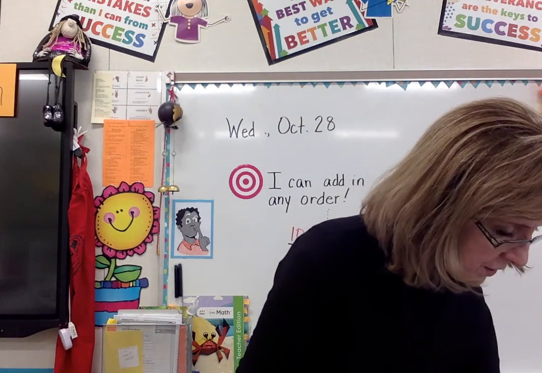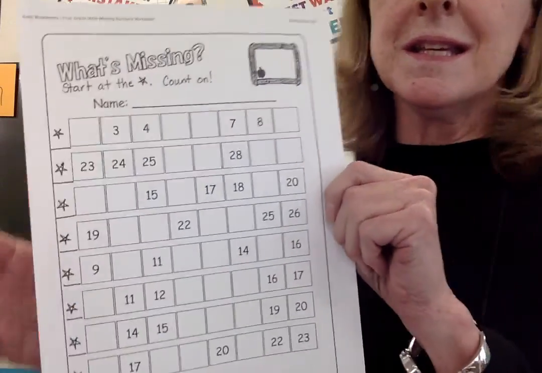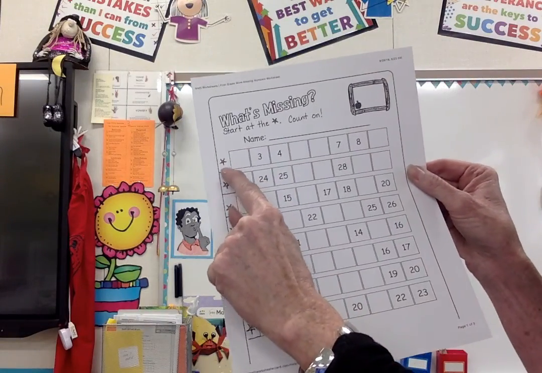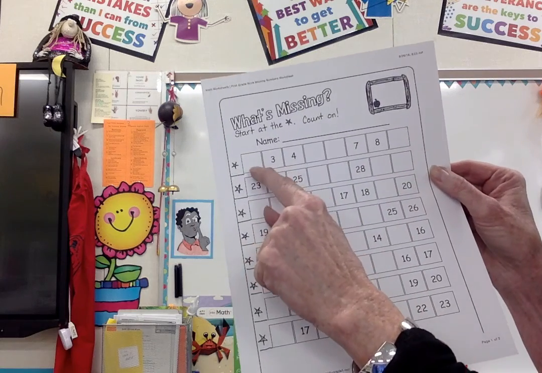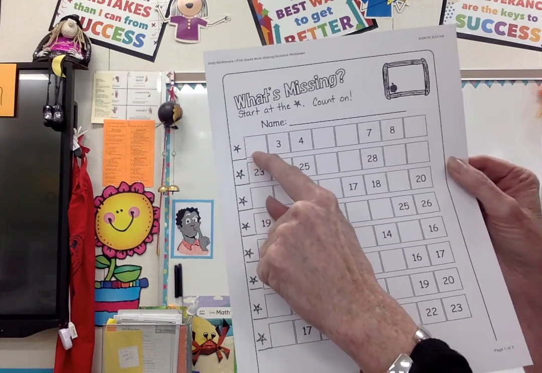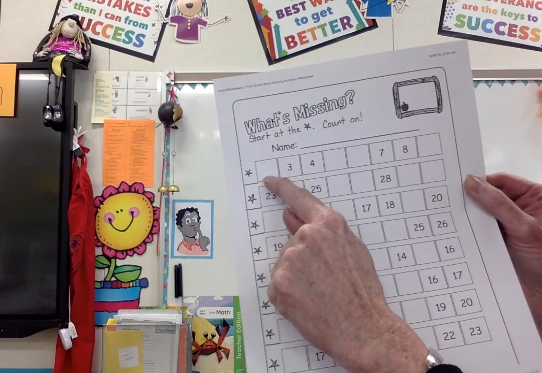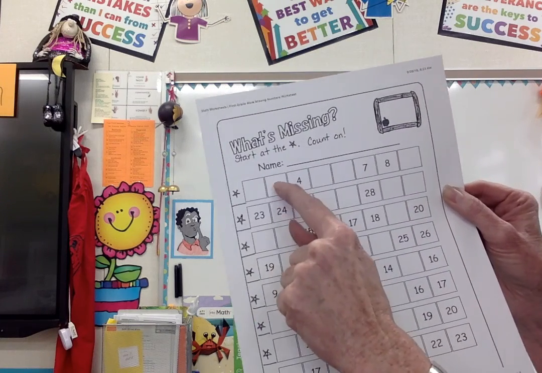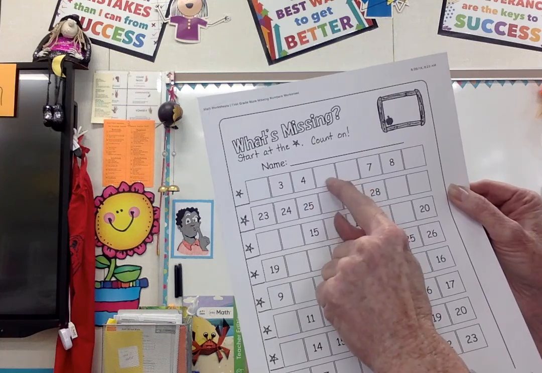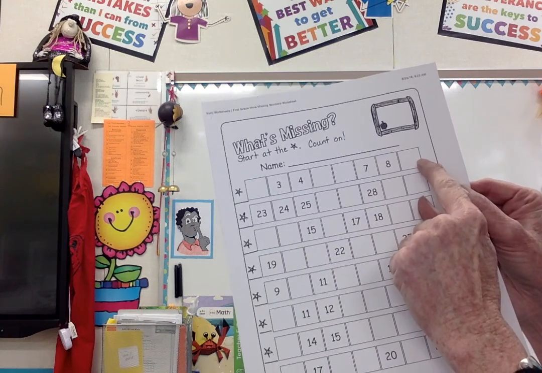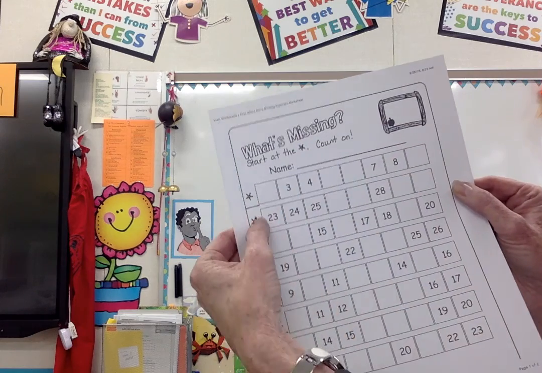You have 2 things to do today, okay? Not online, but at home. This is writing the missing numbers. You're going to start at the star and count on. Now this one, we don't have a number to start with, but I can use my math brain to say, well, here's 3. What would come right before 3? I would write in 2, 3, 4, 7, 8, 9. Okay?